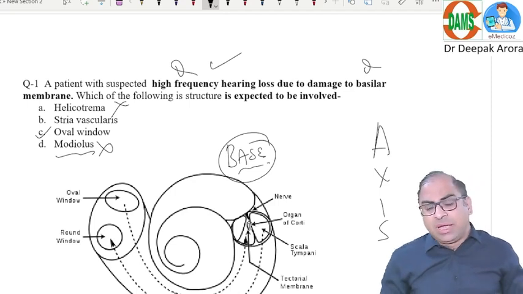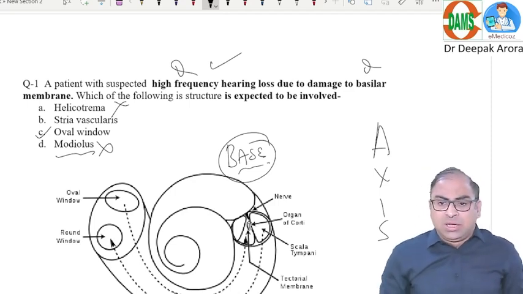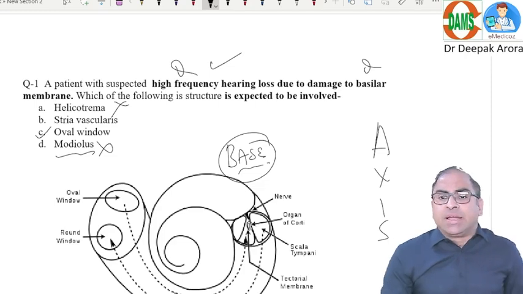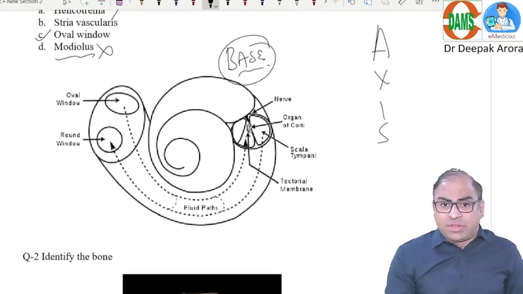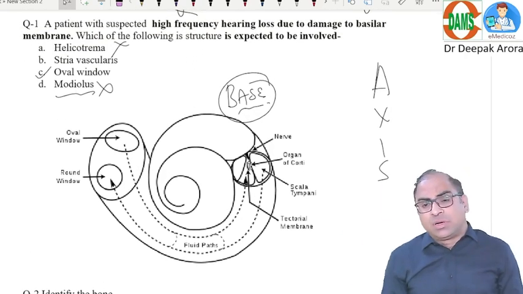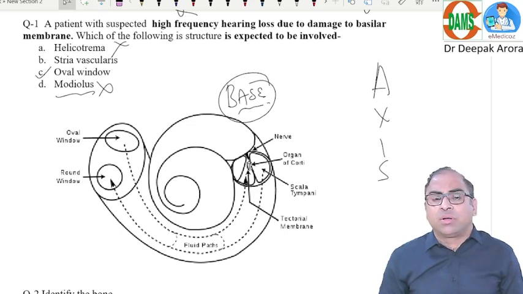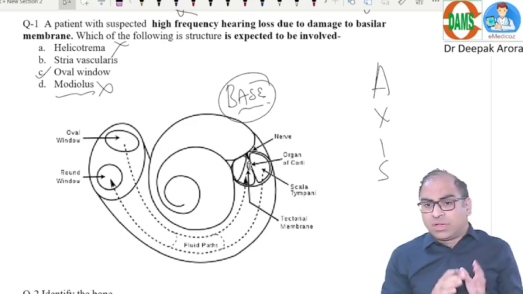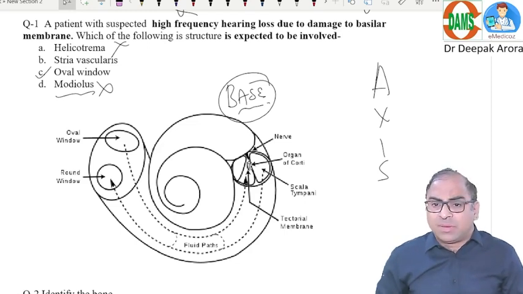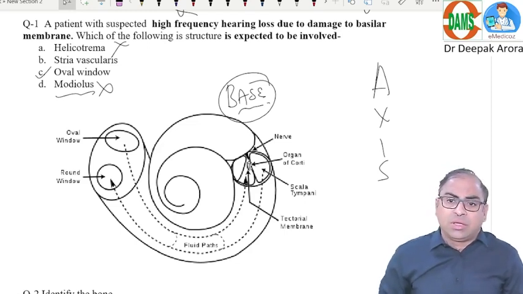This MCQ was related to the inner anatomy of the inner ear. I have taken this image from the concept of your TAMS ENT book, where we have given this image a strong message that helicotrema is the area where both are fusing, nothing to do with your basilar membrane or base of the cochlea, while your oval window will be very close to the base of the cochlea.